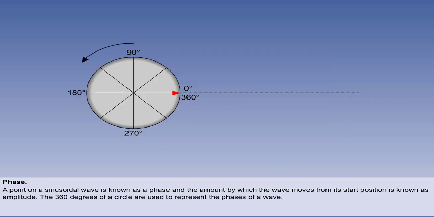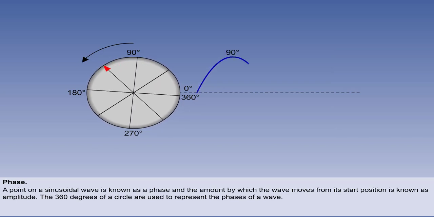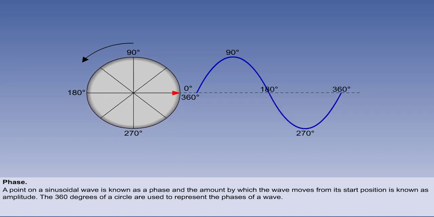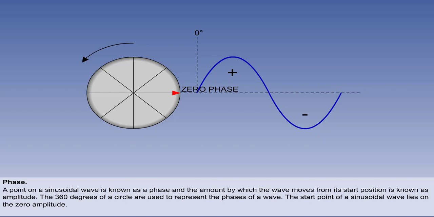Sinusoidal waves are constructed by tracing the progress of a given point on the circumference of a circle. The 360 degrees of a circle are used to represent an equivalent position on the sinusoidal wave. The start point of the cycle, the zero phase point, always lies on the zero amplitude line at the start of the positive half of the sine wave, that is, the part above the zero line. The part of the wave below the zero phase line is called the negative part of the wave.